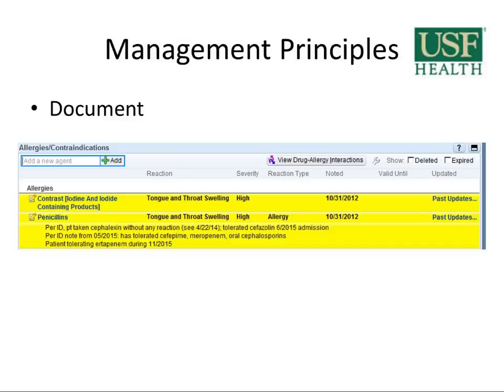So, last step is, if you didn't document it, it never happens. I put an example of a de-identified one of our patients up there where you can see that it says per infectious disease, despite this penicillin allergy, Keflex was taken without any reaction on this admission. He's tolerated cefepime, meropenem, and other cephalosporins in the past. So just kind of put that picture up there to drive the point home.